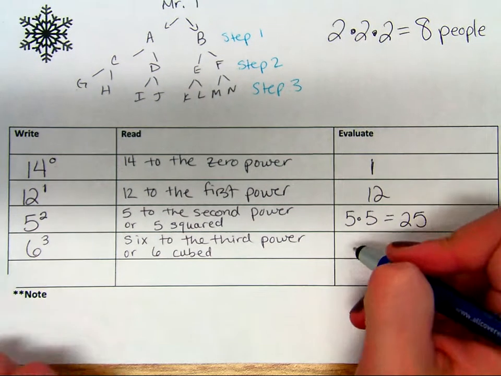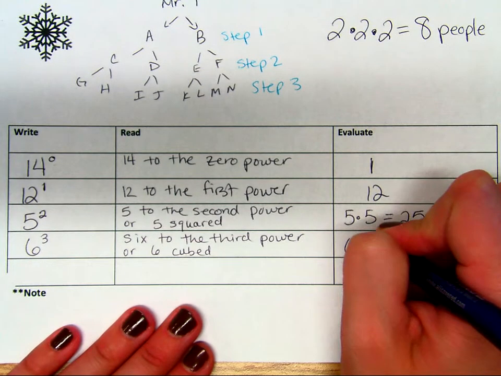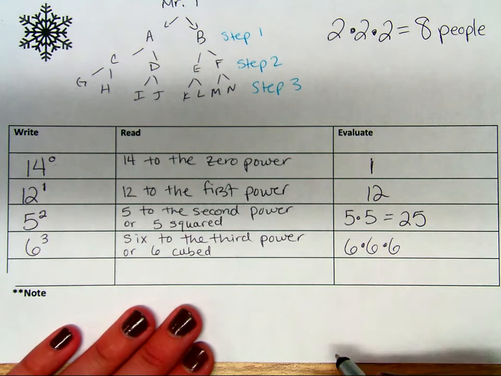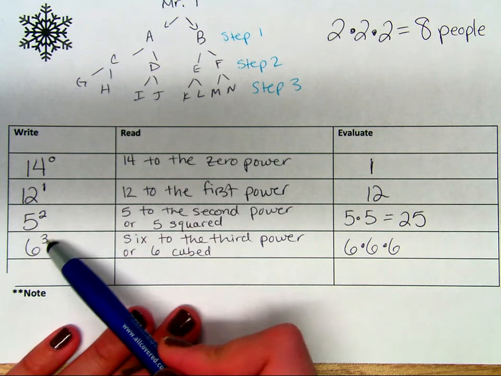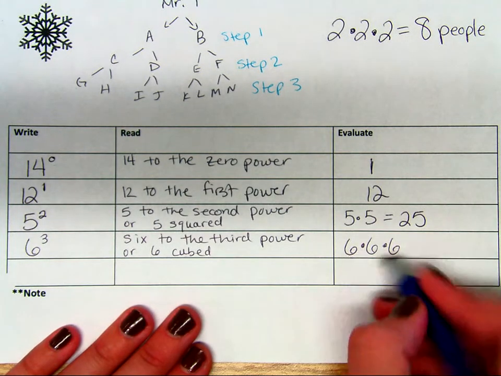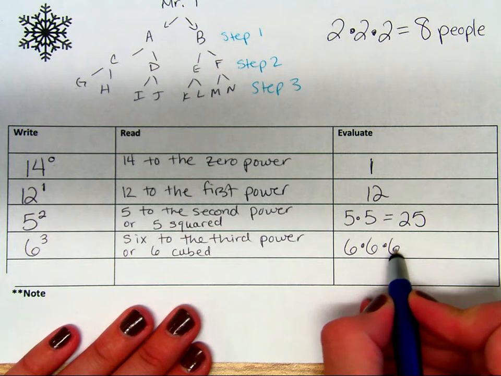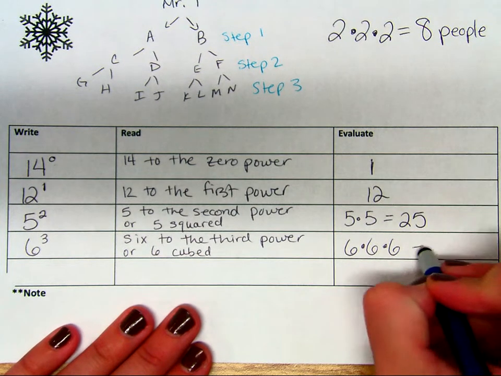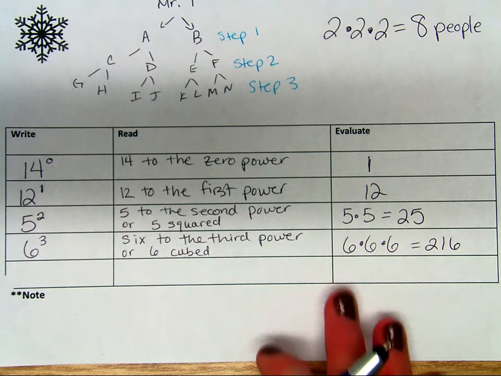So to evaluate 6 to the third power, I'm going to multiply 6 with itself 3 times. 6 times 6 times 6. Now don't confuse this with 6 times 3. Our answer is not 18. It is actually, so 6 times 6 gives us 36, and then multiply that by 6 again, and we get 216. So that's how we would evaluate 6 to the third power.